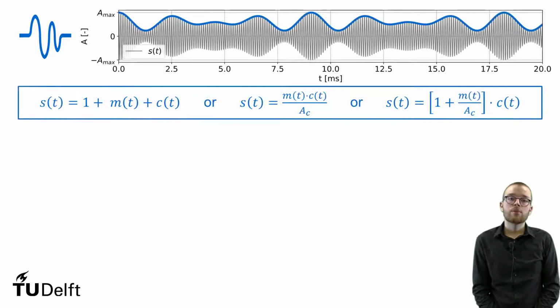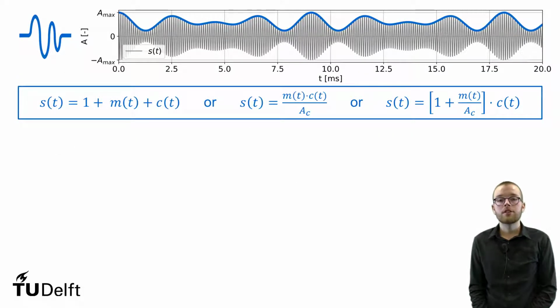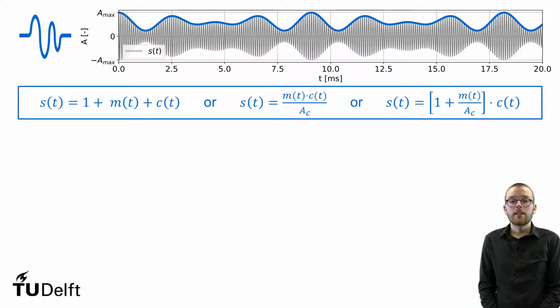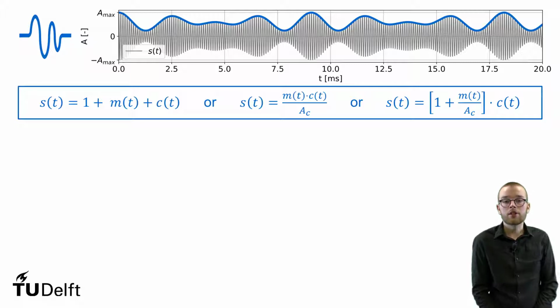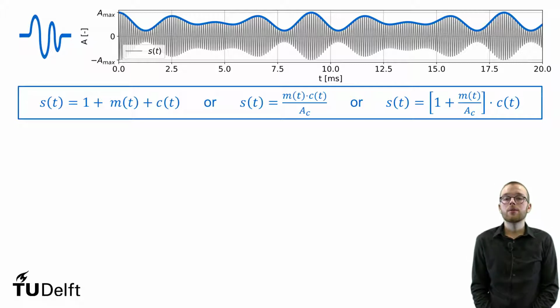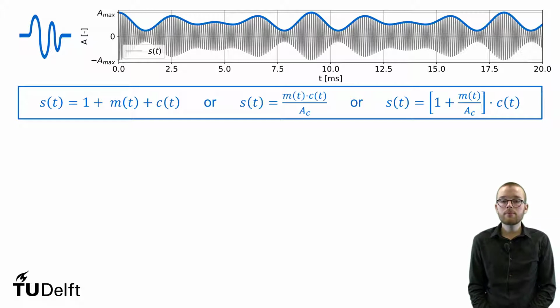For the next step of this worked example, you were asked to determine what mathematical relation describes this AM signal the best. It can either be given by the sum of M and C plus 1, or the product of M times C divided by the amplitude of our carrier signal, or lastly, it can be given by 1 plus M divided by the amplitude of our carrier signal, times the carrier signal.